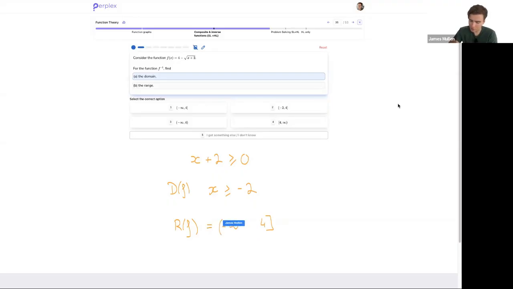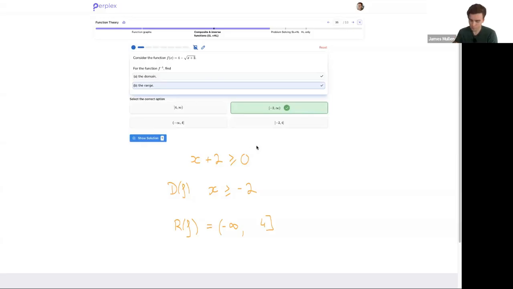I use my circular brace because you cannot include infinity. And that makes the range of f negative infinity to 4, which makes the domain of f negative 1 negative infinity to 4 as well. There we go. Part B, like we said, the domain of f was x greater than or equal to negative 2, which makes the range of f negative 1 that same thing. So negative 2 and bigger. So that's option 2.